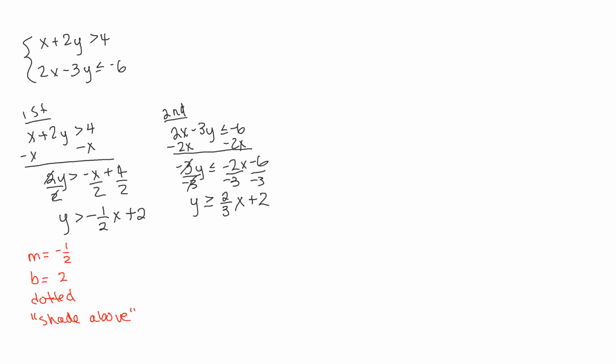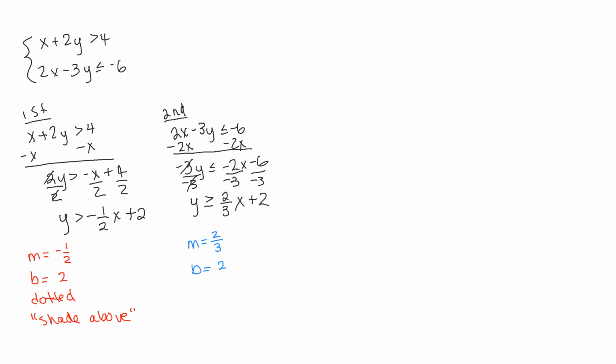So let's do everything for this inequality in blue. So once you solve for y, the coefficient of x is the slope. So our slope is 2/3. Once you solve for y, the constant is the y-intercept. So the y-intercept here is 2.